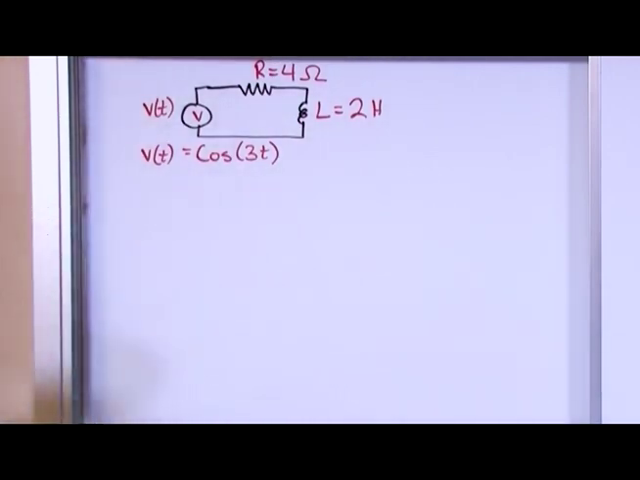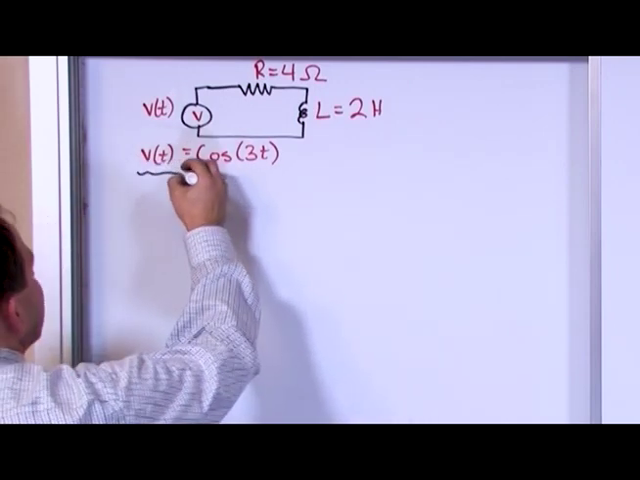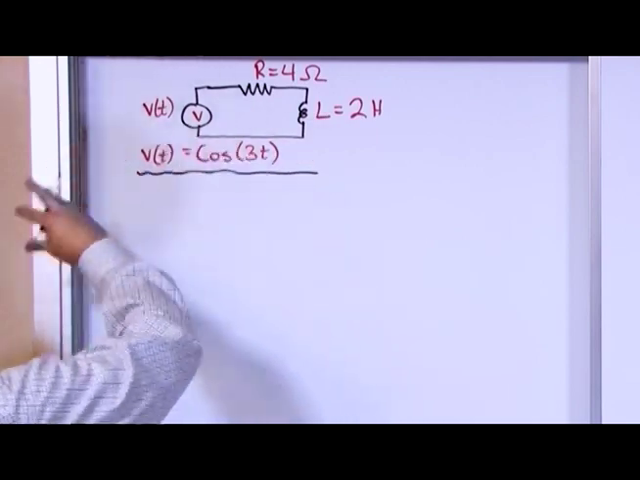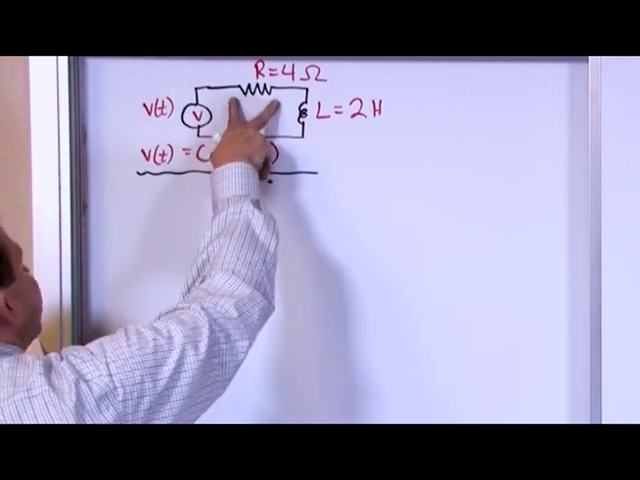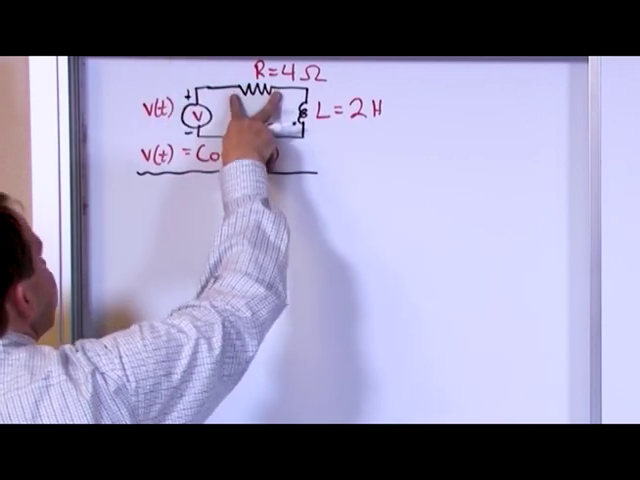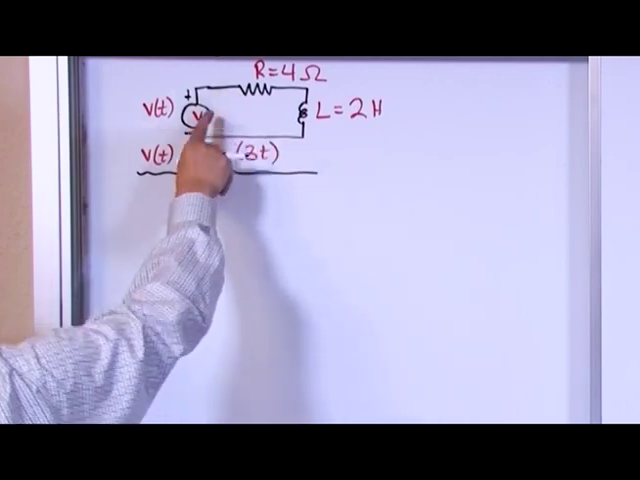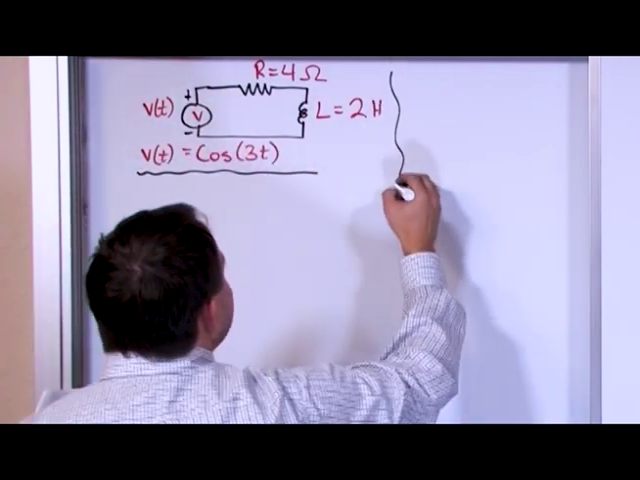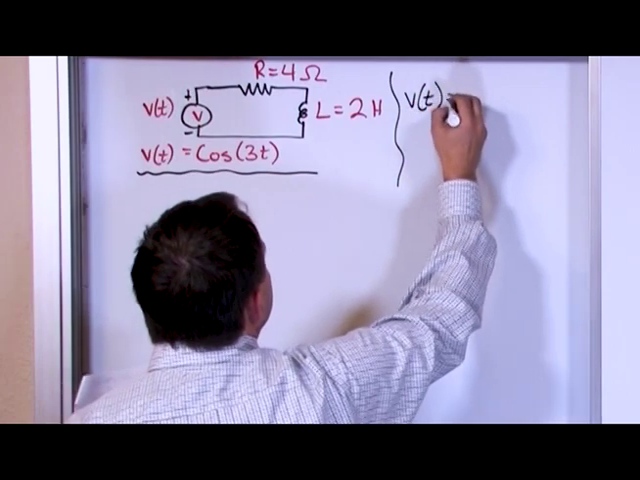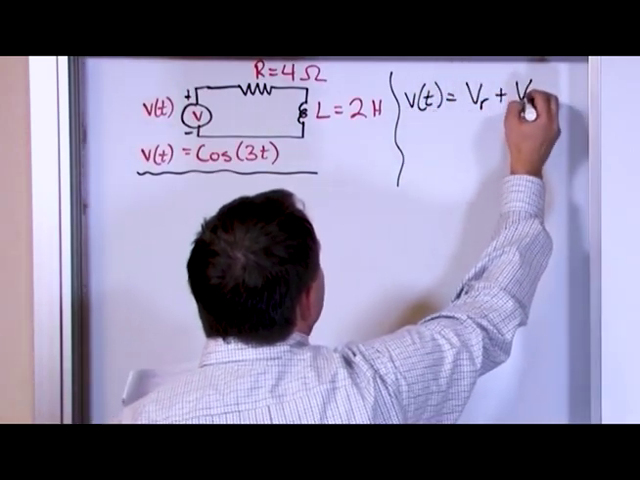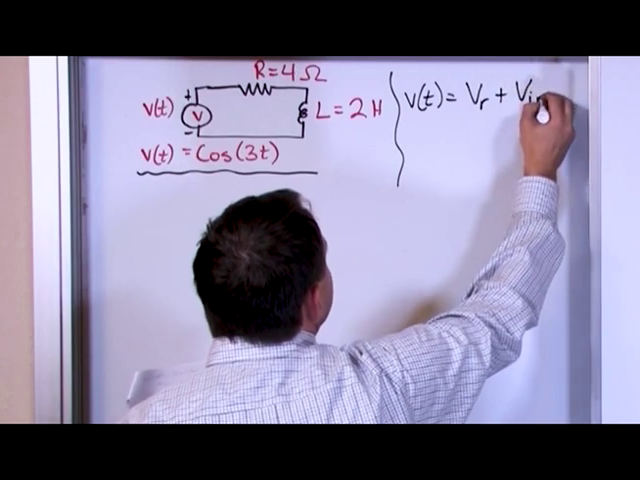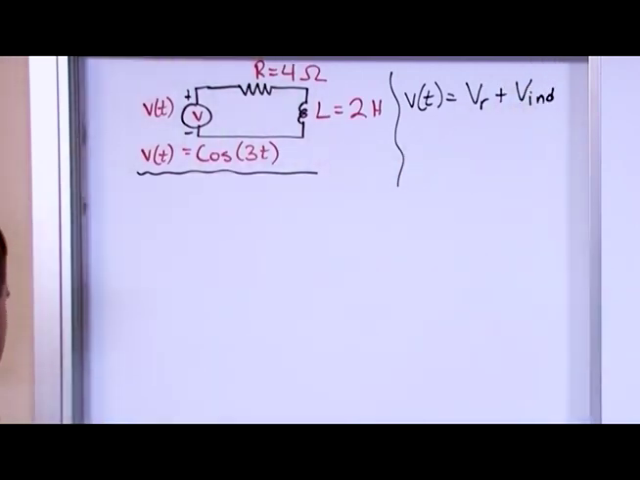Because of Kirchhoff's voltage law that we talked about in the last section, the voltage across this resistor at any given time plus the voltage across this inductor at any given time, when you add them together, has got to be equal to the voltage of the source. So if we want to write that down, V of t is going to be V across the resistor plus V across the inductor. I'll just call it IND. I did coil in the previous section. It's inductor. Either way, same thing.